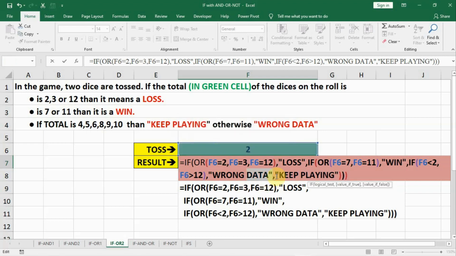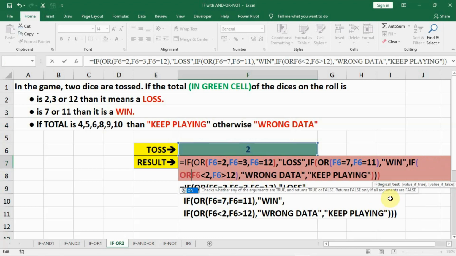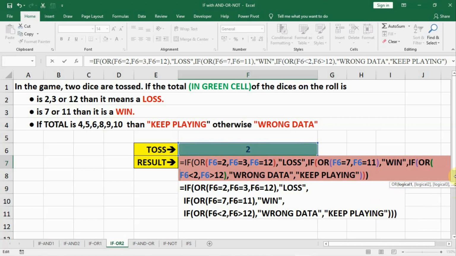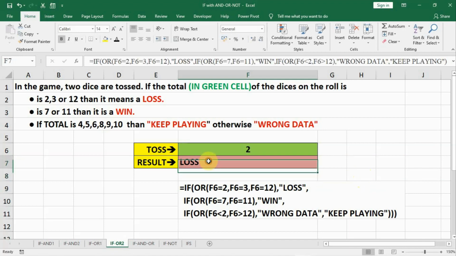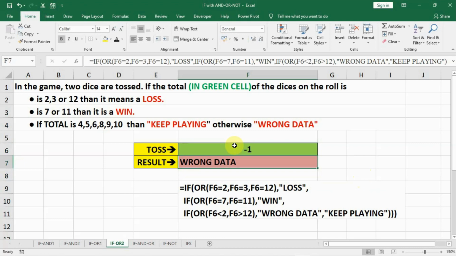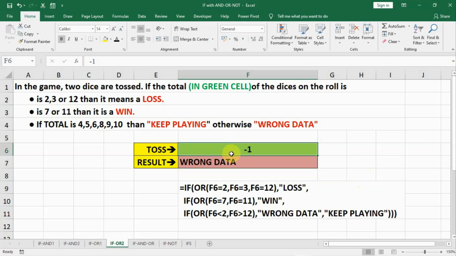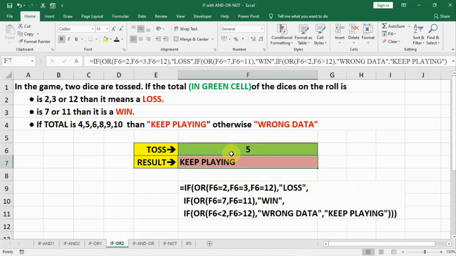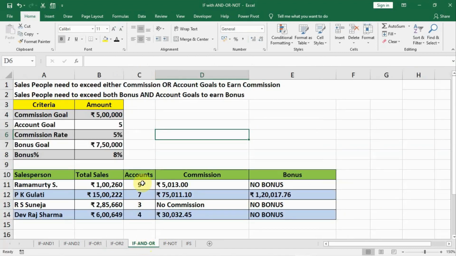Enter. We may have missed out something at some place. Now here at F6 we forgot to write down OR. Let us write down OR, and yes, bracket close. Now within OR this is okay, and I think now it is correct. Yes, 2 means a loss, 3 means a loss, 7 means a win, and if we write down here -1, that is a wrong data. It means a wrong data. If we write down, let us say 5, that means keep playing. So this is perfect.